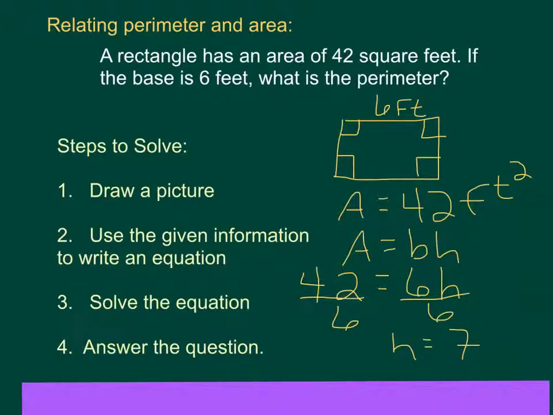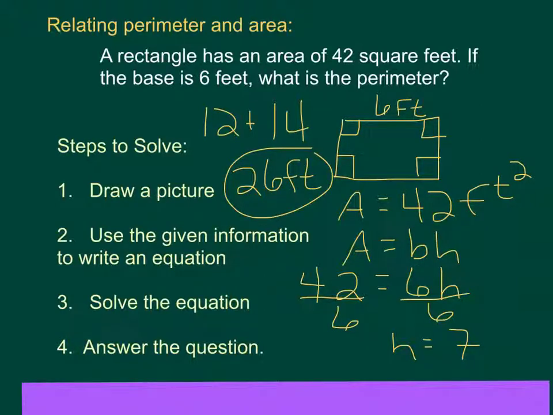Now that I know my base and my height, I can find my perimeter. My perimeter is twice the base plus twice the height. Twice my base is 12. Twice my height is 14. I add those together and I get 26 feet as my perimeter. Please take a moment to pause this video, record the steps and the example in your notes, and then resume and try the next problem on your own.